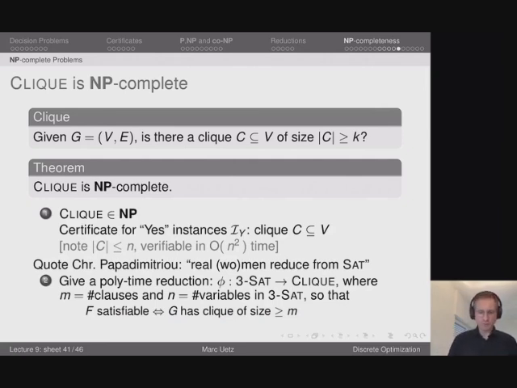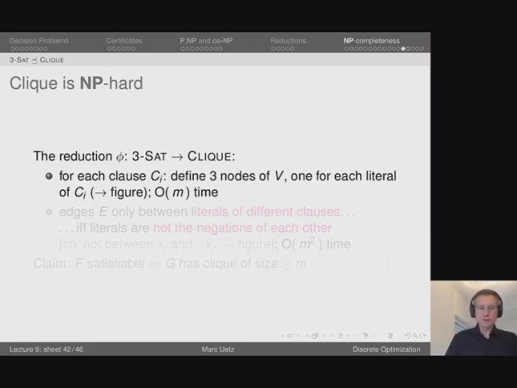The graph that we will define in this reduction will have exactly one node per literal of the satisfiability problem. So at the end, it will have exactly 3m nodes, where m is the number of clauses. In order to show NP hardness of the clique problem, we have to define this mapping, which maps instances of the three satisfiability problem to instances of the clique problem, right?